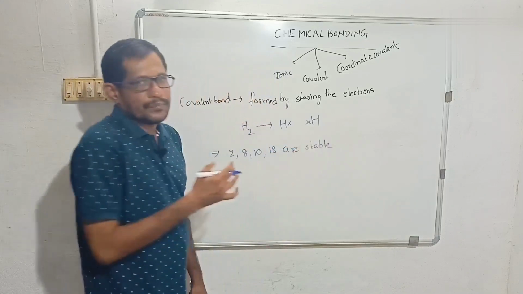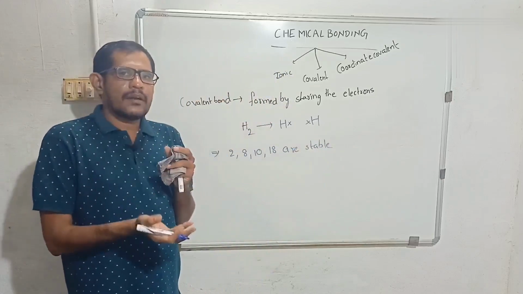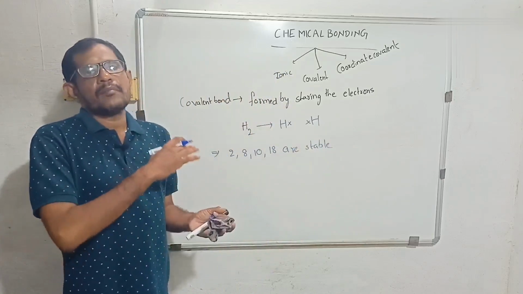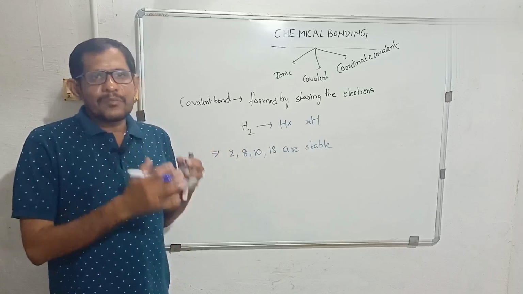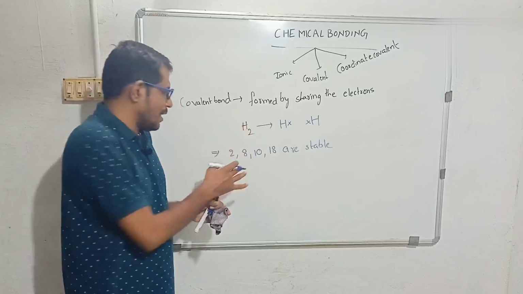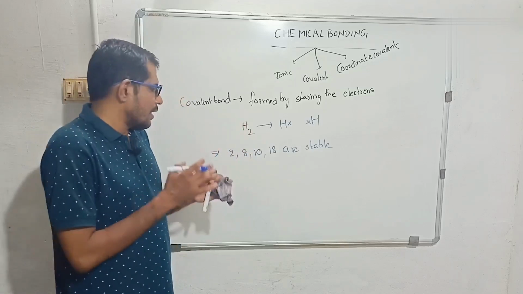So by losing the electron, gaining the electron, or sharing the electron, all atoms try to get these numbers: either 2, 8, 10 or 18.